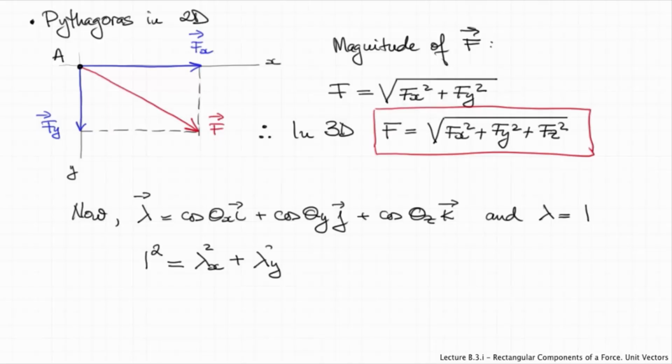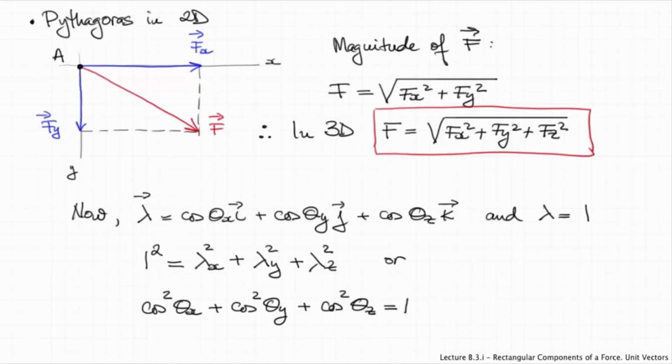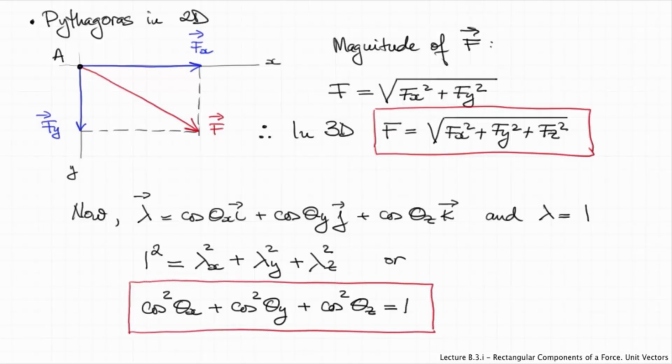We can say that 1 squared equals the x component of lambda squared plus the y component of lambda squared plus the z component of lambda squared, or in other words, cos theta x squared plus cos theta y squared plus cos theta z squared equals 1. Always the sum of the squares of the direction cosines will add up to 1. Another very important relationship. So please remember these relationships, they're very important.